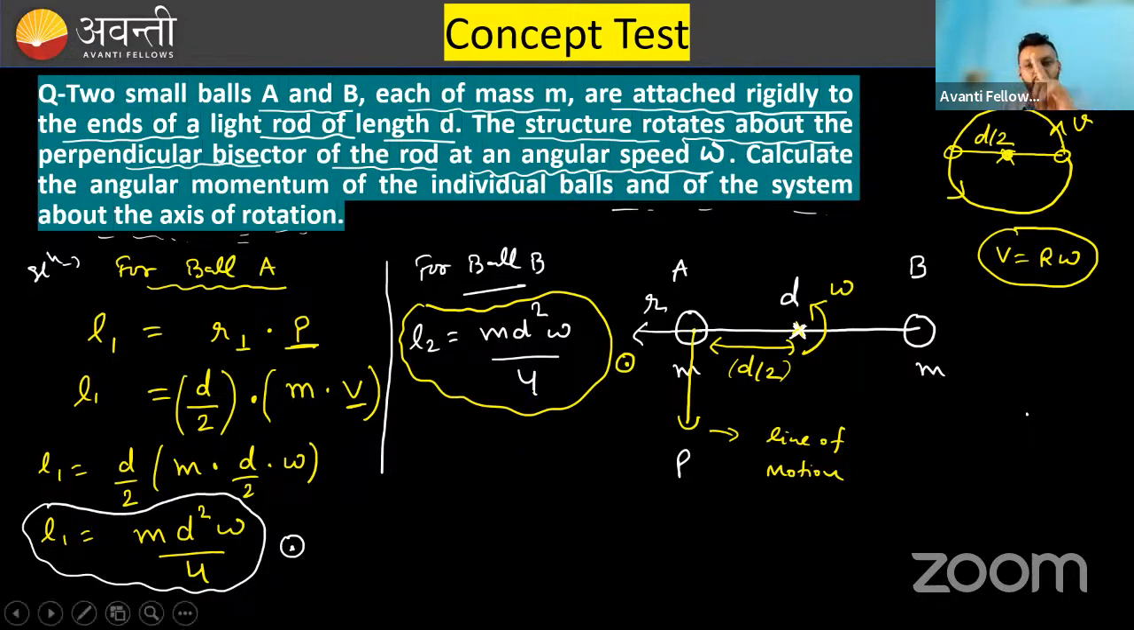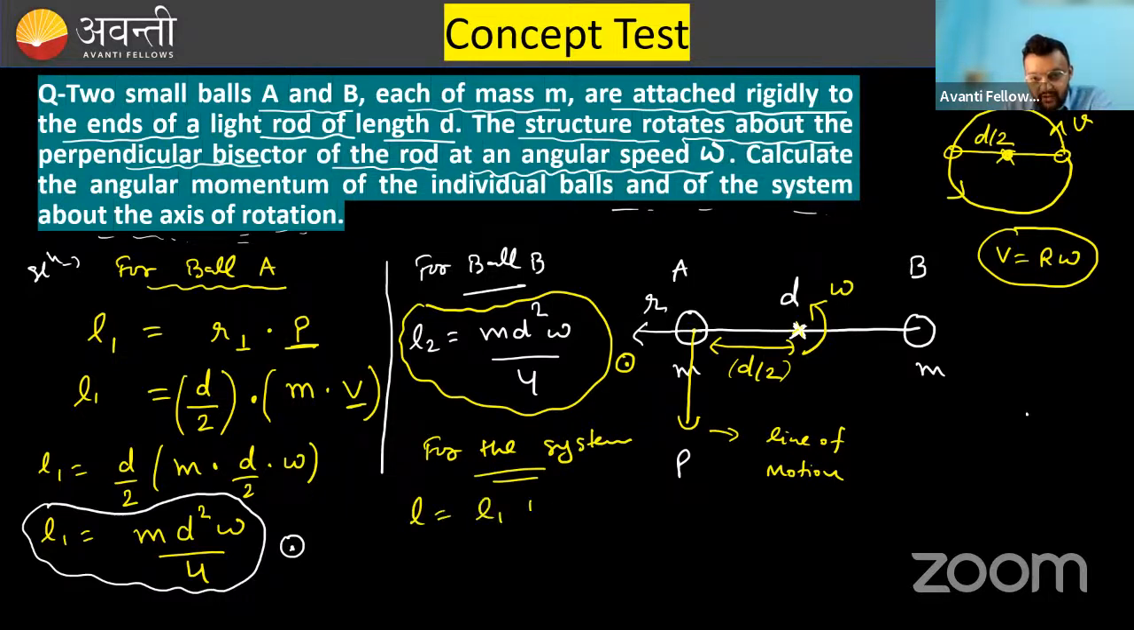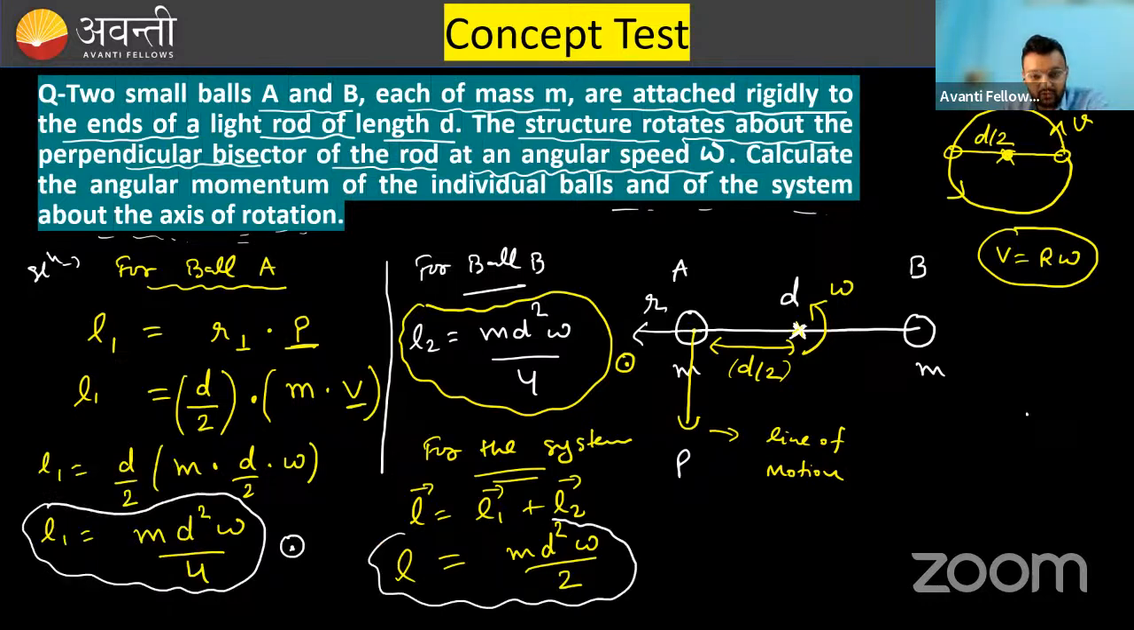For ball A, we have calculated. For ball B, we have calculated. Now for the system, L is equal to L1 plus L2. All these angular momenta, L1 and L2, are in the same direction. So this will directly add. And if you add those terms, it will become M B square omega by, I'm not doing the basic calculations for you.